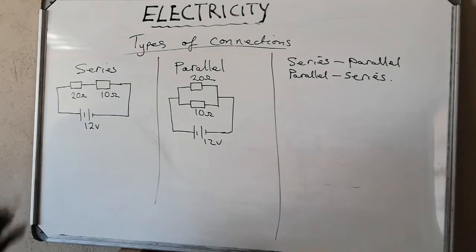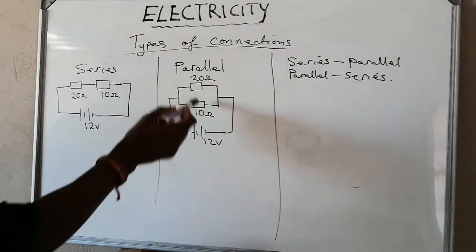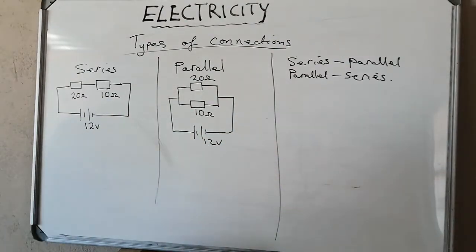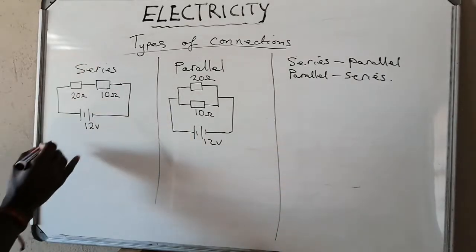Okay, so they are the same components in these two circuits: 20 ohms, 10 ohms, 12 volts. They are doing different things because the circuits are connected in different formats or different types of connections. So number one, we'll focus on this one for now.